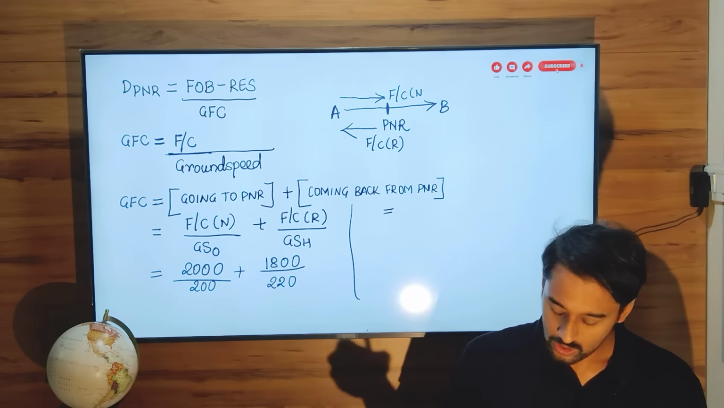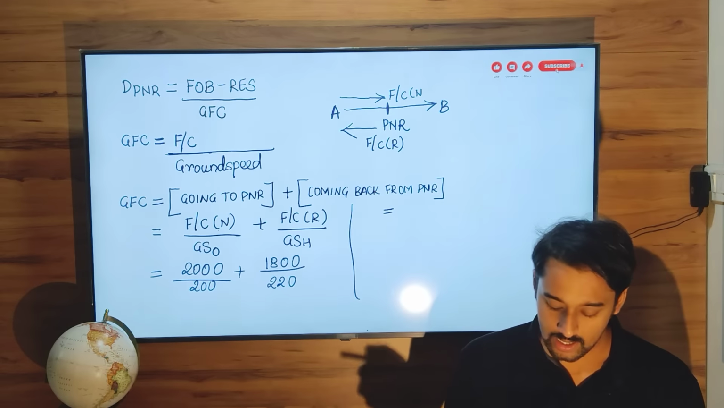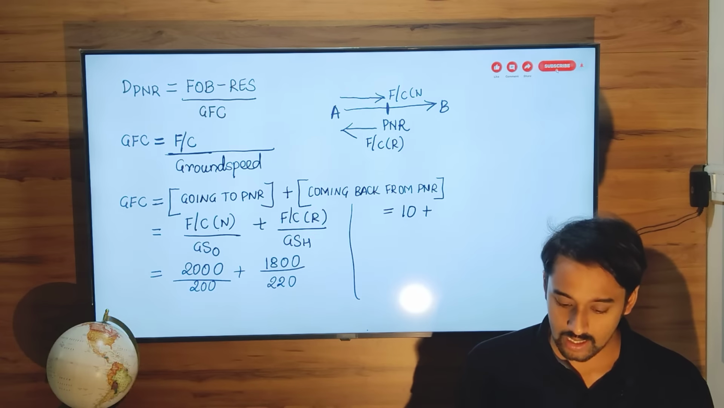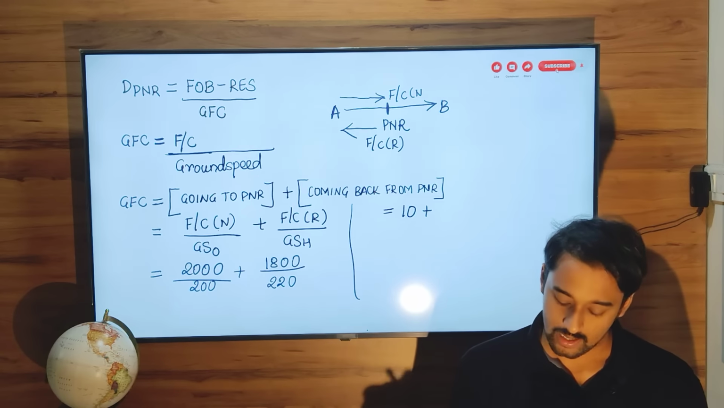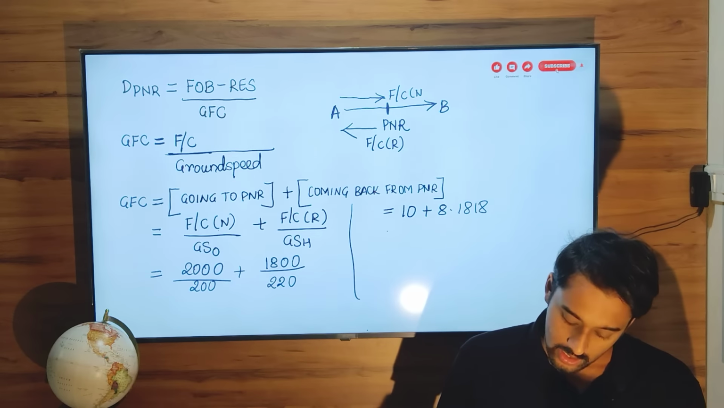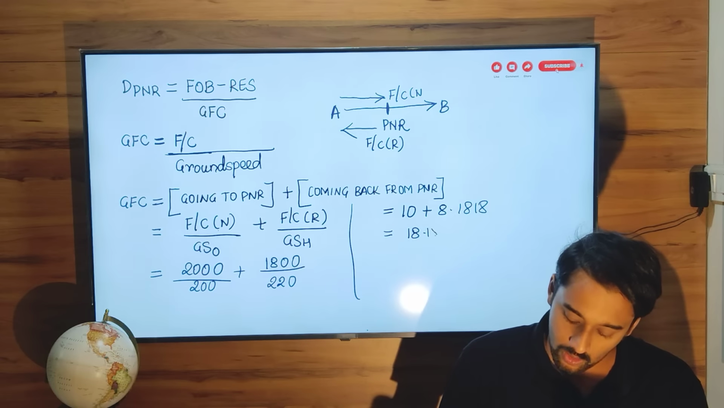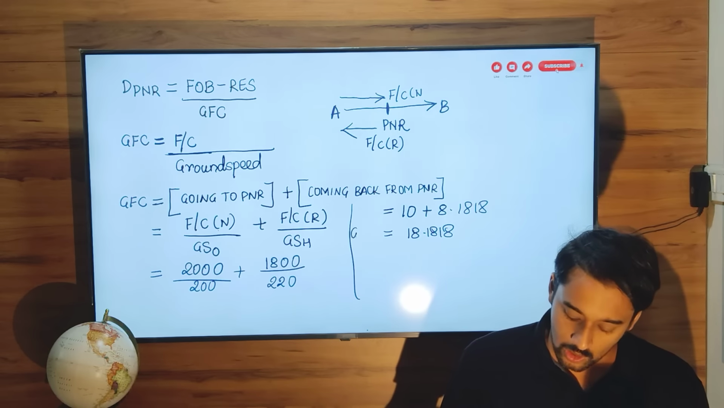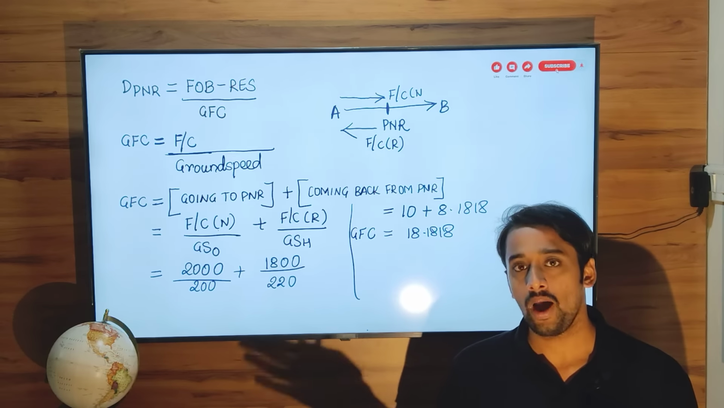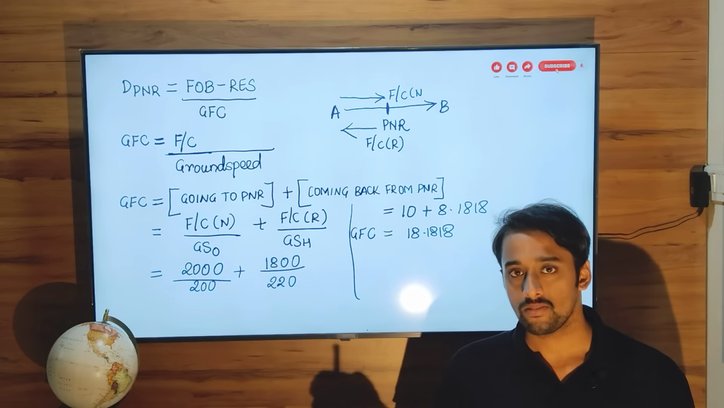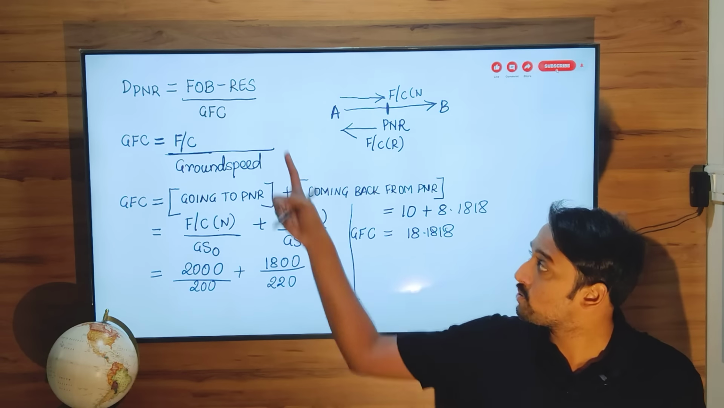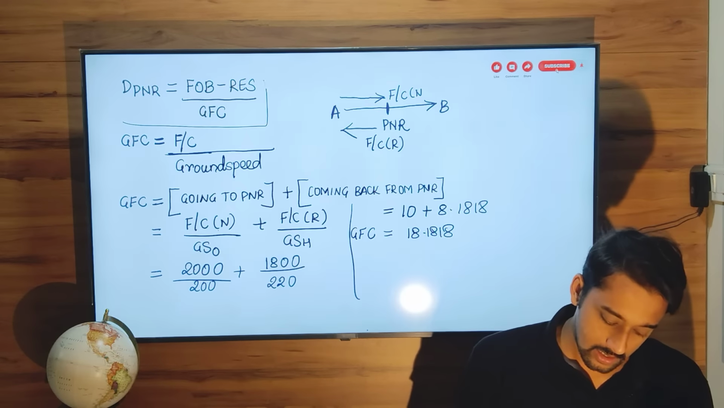So that will be equal to 2000 divided by 200 is 10. 1800 divided by 220 is 8.18, and so on, it keeps on recurring. So it will be equal to 18.1818. That is your total gross fuel consumption. That is, on average, you will need 18 kilograms of fuel to go and come back for every nautical mile. So now let's put this value in the top formula, which is the main formula.